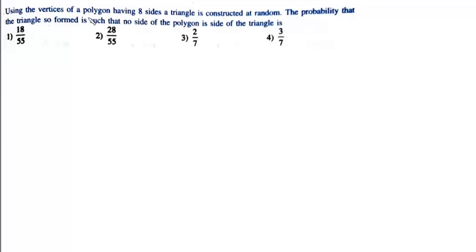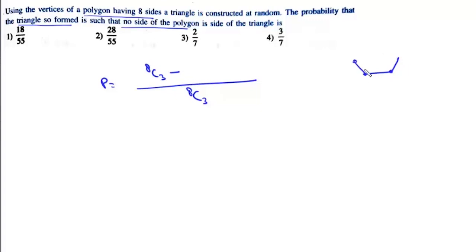Now here the question is, using the vertices of a polygon having 8 sides, a triangle is constructed at random. The probability that the triangle so formed is such that no side of the polygon is the side of the triangle is. Now we need to find this probability. First, from these 8 points, the number of triangles that can be formed is 8C3. Now what we'll do is, from the total, which is 8C3, we'll subtract all those triangles which have a side common with that of the polygon.